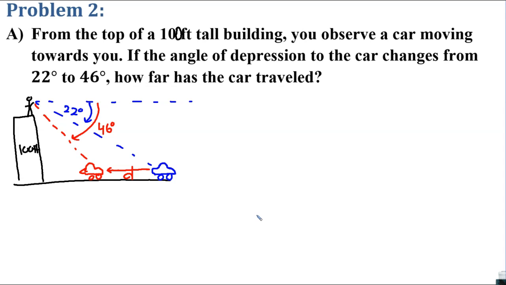Okay, the trick for that, well, there's going to be a couple of tricks. First trick I'm going to use is that the angle of depression and elevation are always equal to each other. So this 46-degree angle of depression is going to be the same as the 46-degree angle of elevation here. Same thing with the 22-degree angle of depression. That's going to be the same as this 22 here.